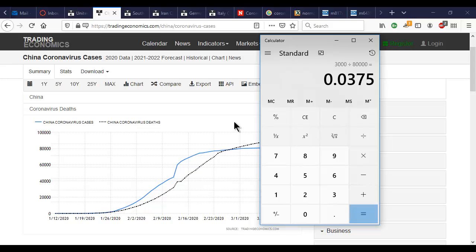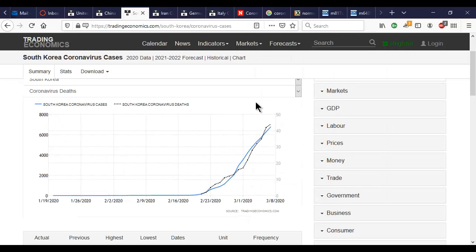And if you're over 80, you've got about a 14% chance of dying. So way more. And here's some more countries. South Korea has a quarantine plan, and as you can see, the blue is their cases and the black is their deaths. You can see that it spiked just at the end of February, and since their quarantine plan, they really seem to have taken care of it.